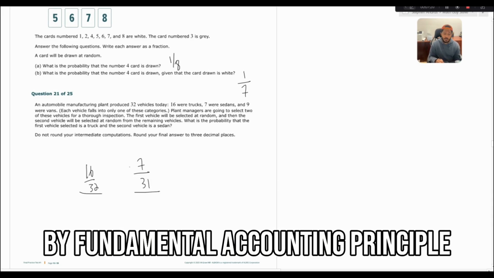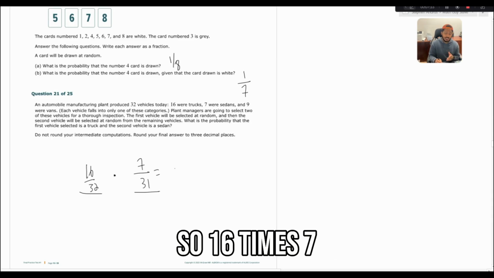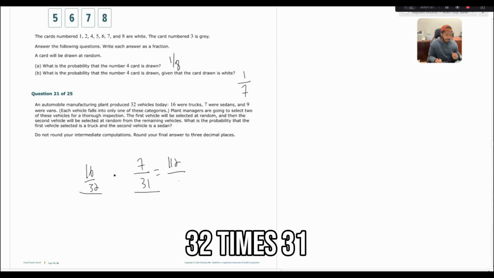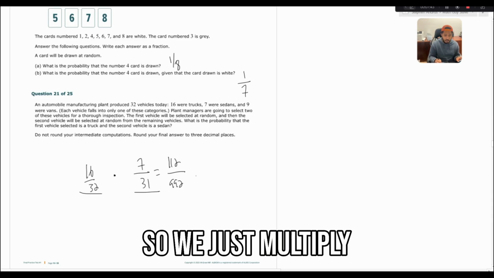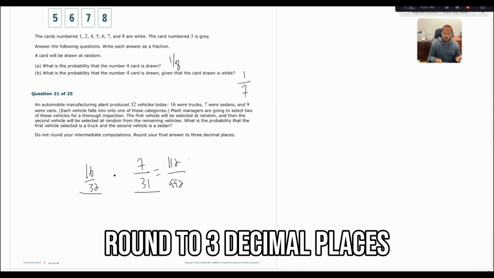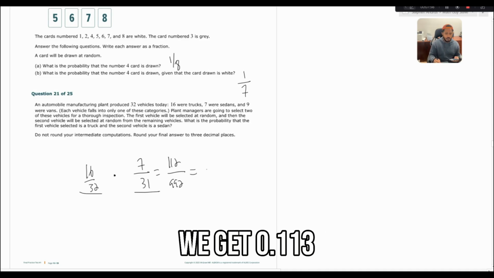Well, there's 7 sedans. And so what do we do with these? Again, by our fundamental counting principle, we just multiply these numbers. So 16 times 7, we get 112. 32 times 31, we get 992. So we just multiply straight ahead. And it says final answer to 3 decimal places. So putting this in our calculator, we get 0.113.